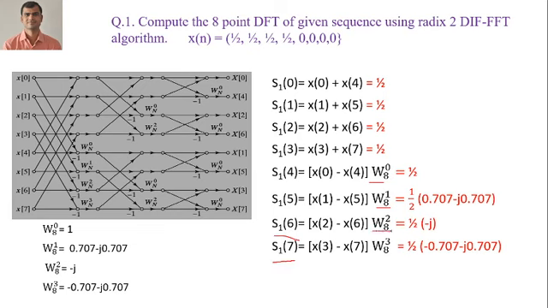Here also the twiddle factor exponent is W_8^2, and here it is W_8^3. So we will be getting the output of stage 1.